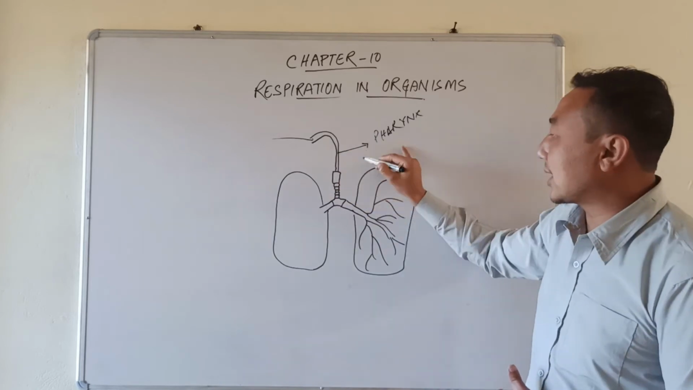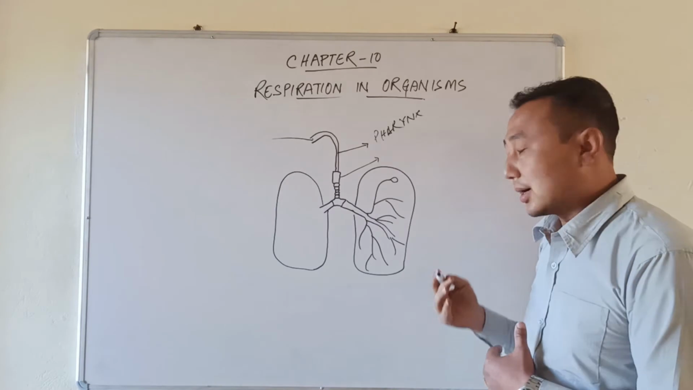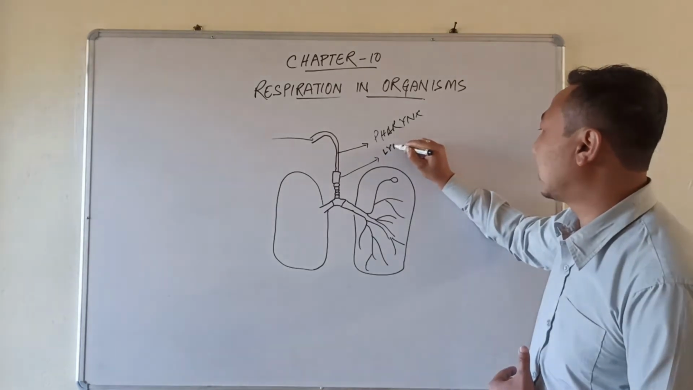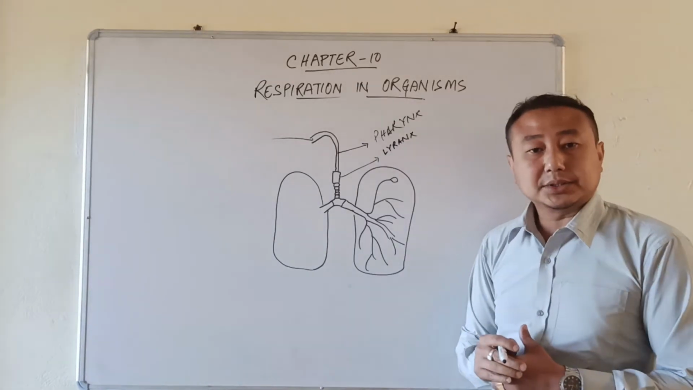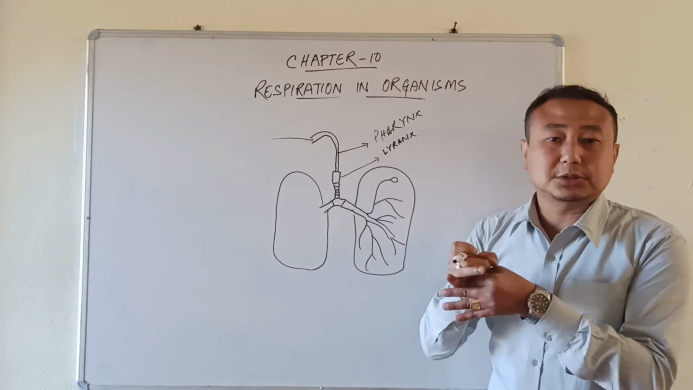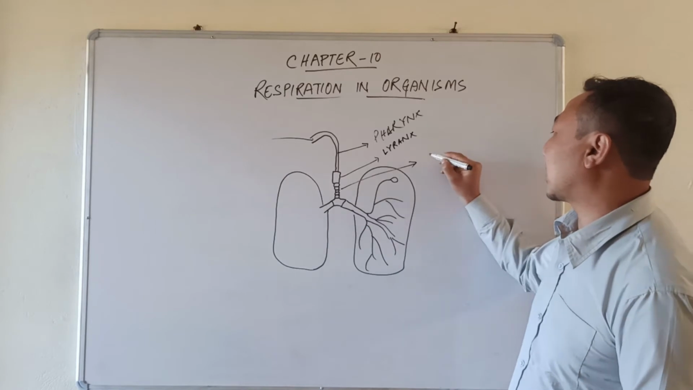The pharynx is again connected with the box which we call the voice box, in other words, the larynx. Under the larynx, there is a tube-like structure made up of small rings of cartilage. This part is known as the trachea.